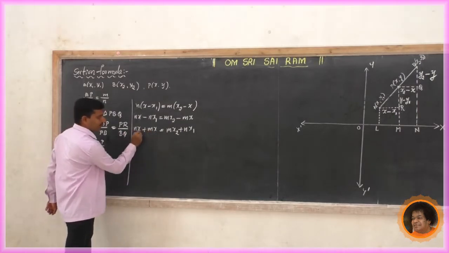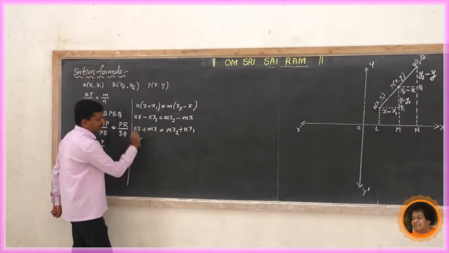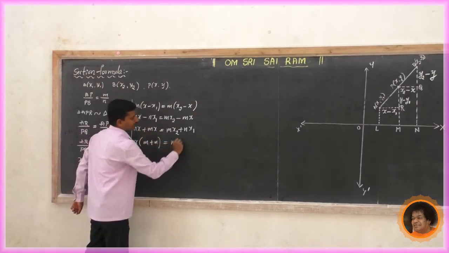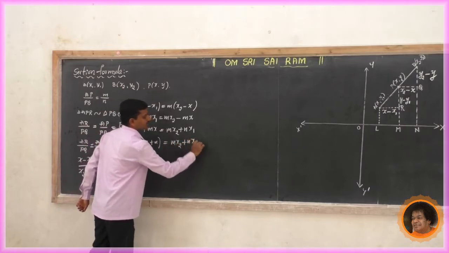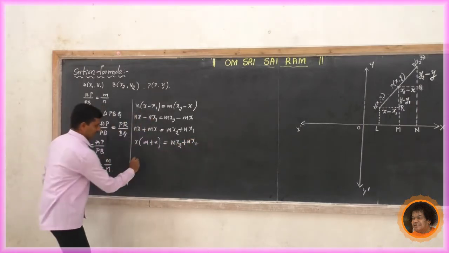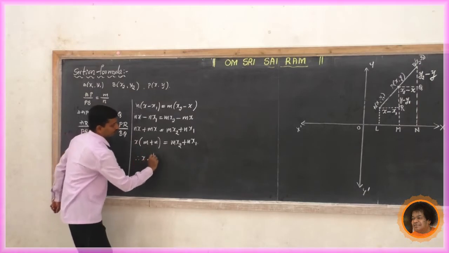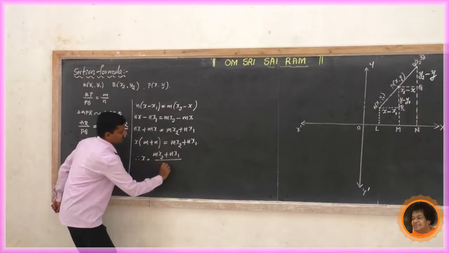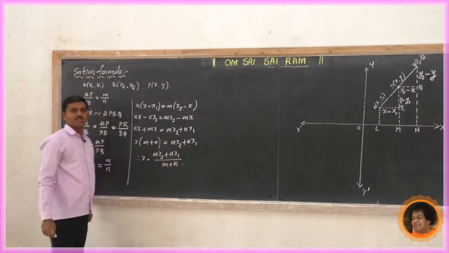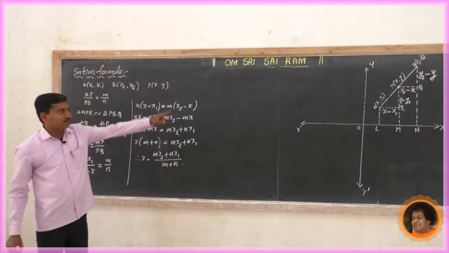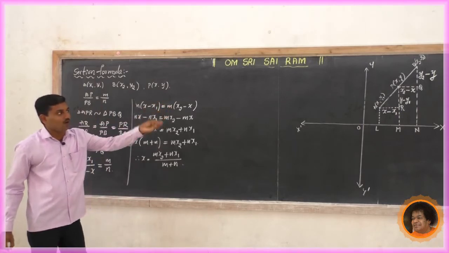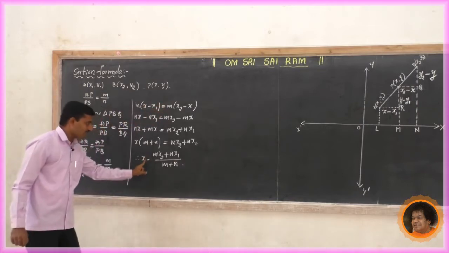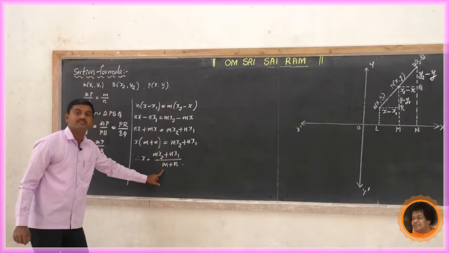Here x is the common term, take it outside: x into n plus m, or m plus n, equal to mx2 plus nx1. Now what is the value of x? Therefore x equal to mx2 plus nx1 divided by m plus n. So this is the value of the x coordinate. We have to find the coordinates of the point P, in the form of x comma y. So the value of x is mx2 plus nx1 by m plus n.